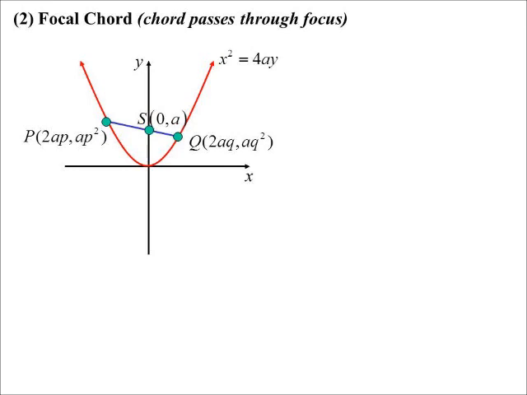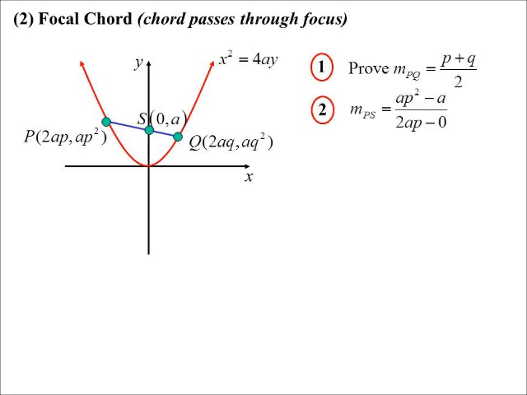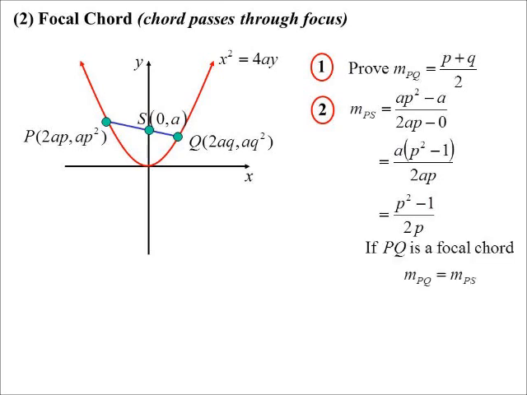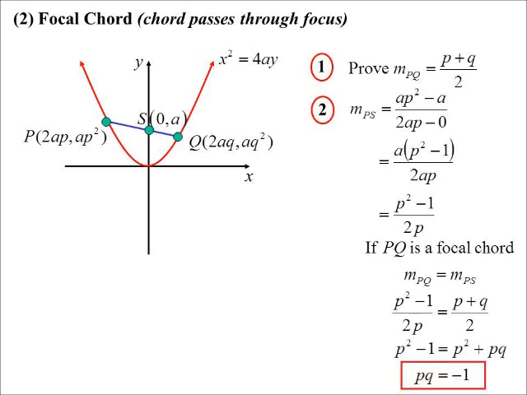So what I would do, I'm not going to redo it, we just did it in the last example. I'd find the slope of PQ, so remember average of the parameters. But then I'd find the slope of PS, which it turns out to be (p squared minus 1) on 2p. Because PS and PQ are the same line, those slopes must be equal. So if PQ is indeed a focal chord, those slopes would be equal. And then I could equate these two, and I come up with a simple little relationship.